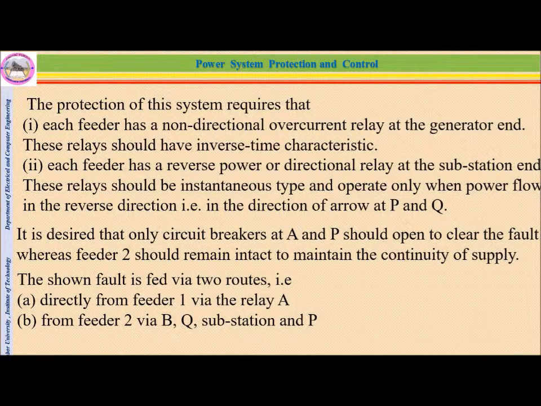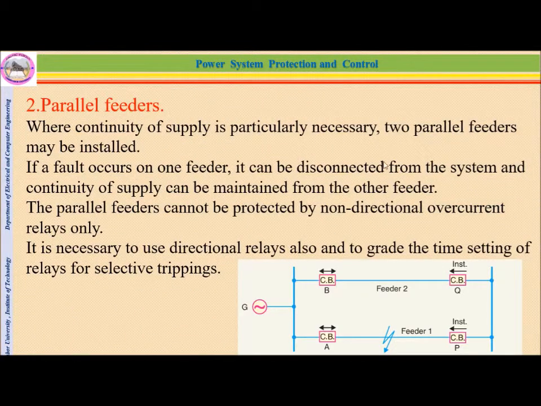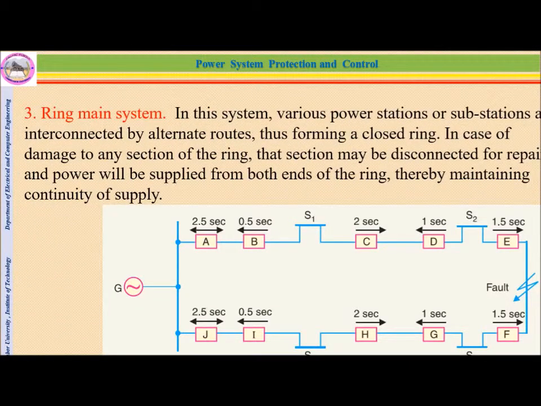So the shown fault is fed via two routes: directly from feeder 1 via relay A, and from feeder 2 via B, Q, the substation and P. If this is not cleared, the fault will get fed through B, Q, the substation and P, and they get power if P is not isolated. So in order to clear this fault, we must isolate A and P, because A trips due to overcurrent and P is due to reverse power. That's great. Now let us see ring main systems.